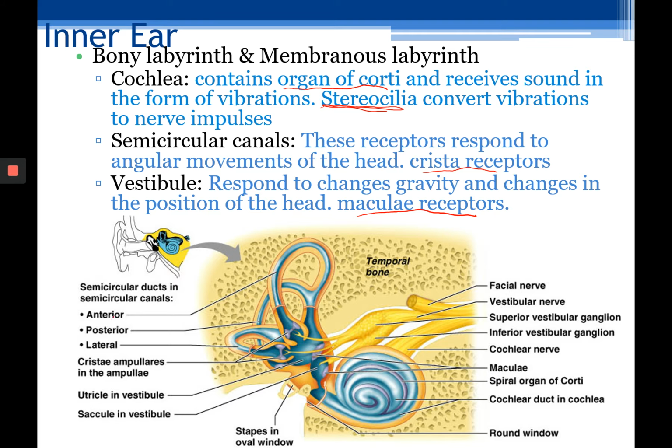You can see that you have an anterior, posterior, and lateral semicircular canal, and that the vestibule is actually made up of the utricle and the saccule. And then you can see that there is a canal, this kind of silver one right here, that travels in the center of the cochlea, and that is actually the cochlear duct.